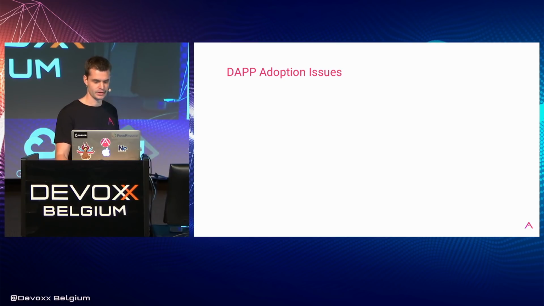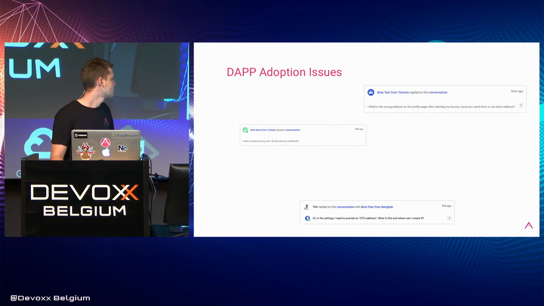So these are some questions that we got at FundRequest, where we see that people are struggling with it. Right at the bottom here, people ask: in the settings I need to provide an Ether address, what is it, or where can I create it? So at that point you have to guide the user in creating a wallet. What is a wallet? Where do you have to create it? So you really have to start explaining everything.